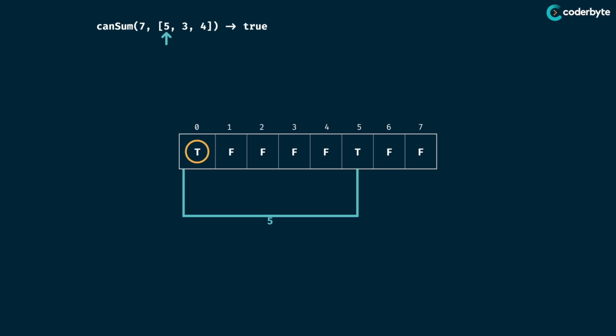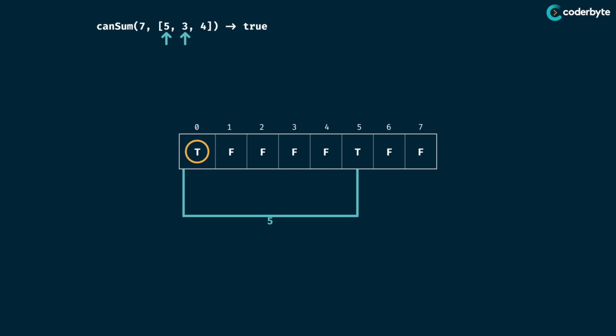And again, the reasoning is, if it's possible to generate my current amount, right? Right now I have a true in the 0. If it's possible to generate my current amount, and I could take a 5, then it means that the position 5 steps later should also be true, right? And I want to actually continue this process for the other values in my numbers array.